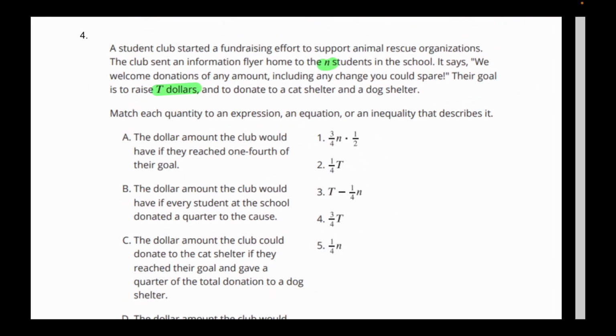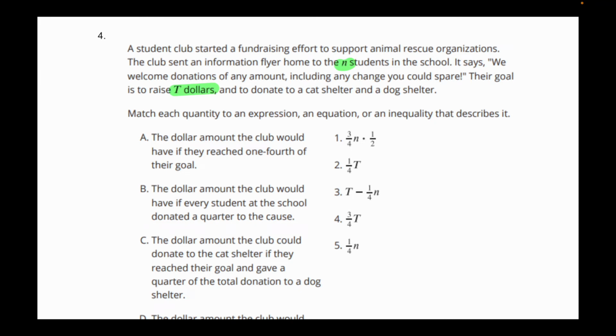So the dollar amount the club would have if they reached 1/4 of their goal. So 1/4 of their goal is 1/4 T, so that would be option 2. The dollar amount they would have if everyone donated a quarter, well, 1/4 is going to be 25 cents, but in this case, we're still using fractions, so that is going to be 1/4 N. That's going to be number 5 here. We would multiply that by every student in the school, and that would give us that amount.